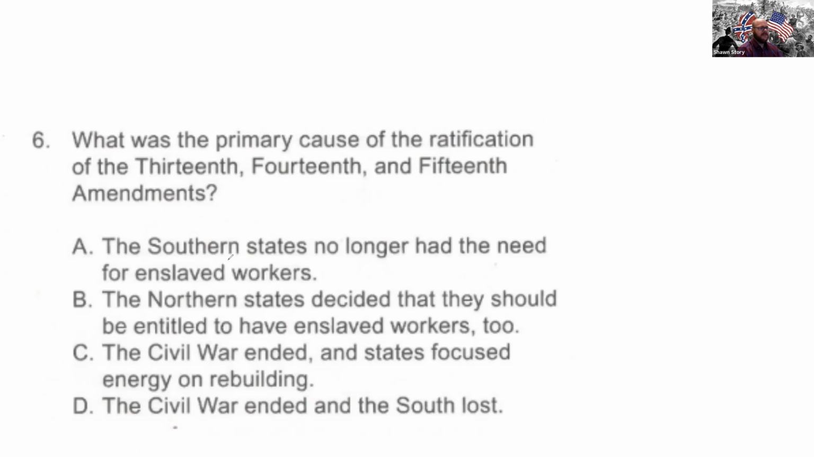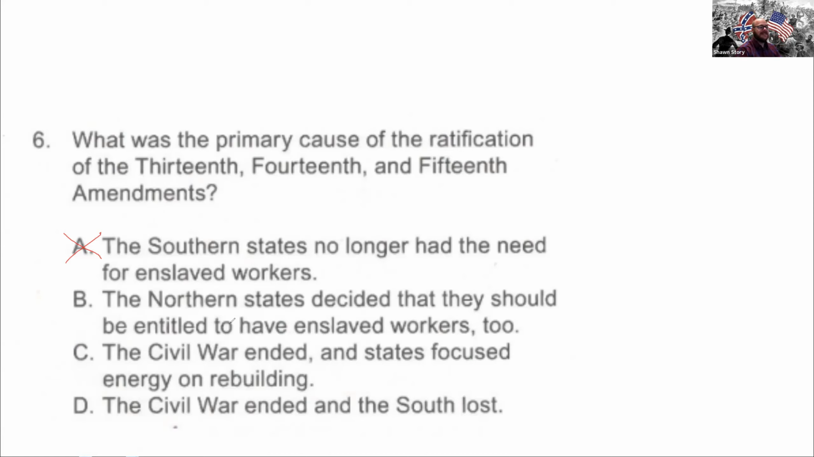First one, slave states no longer needed enslaved workers. I know that's not true. They needed them. They were even like, can you pay us for our slave workers at least? The farms were really struggling at this time because they were used to running on a really large amount of free manual labor, and then they just lost all of it. Now how are we going to get workers? How are we going to afford workers? It was a really challenging time for the agricultural industry.